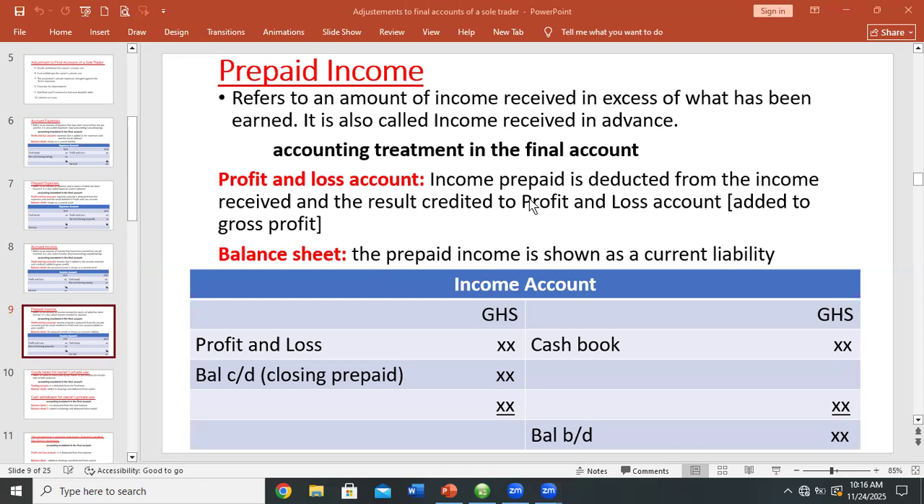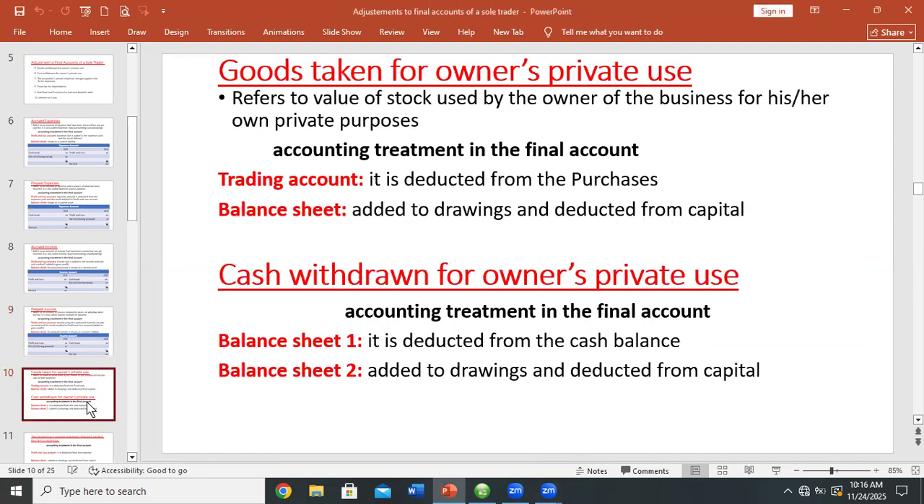Okay, so professors, we have looked at the first four. Continuing, we have the next one, which is when the owner takes goods for private use.